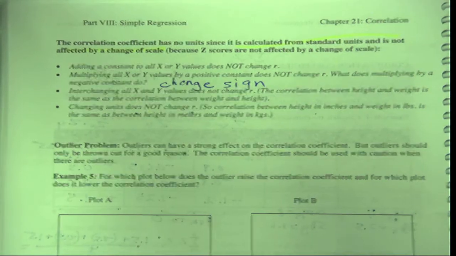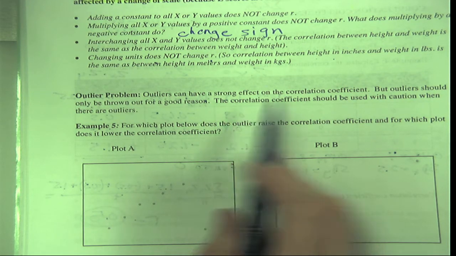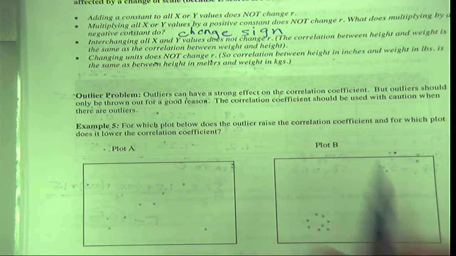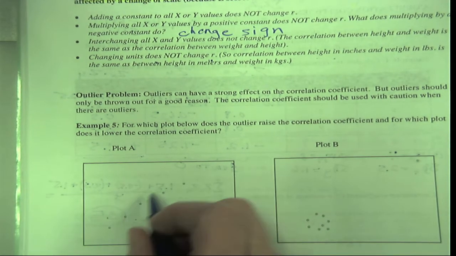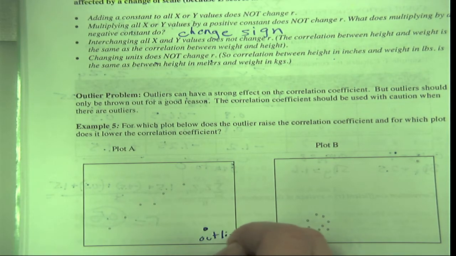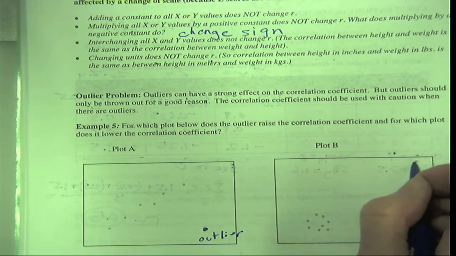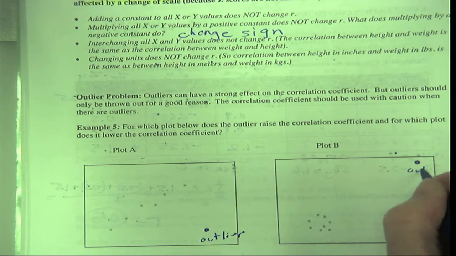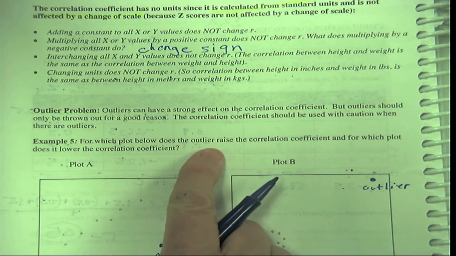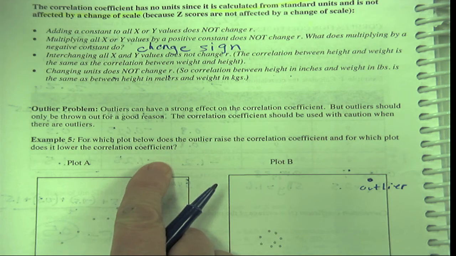All right, now you have to be careful of these outliers. They can have a strong effect on the correlation coefficient. So what do we do with them? Right here, do you see how there's a positive trend like this, but here's an outlier. And here, it looks like there's no correlation, and here's an outlier. So what do you think outliers do? For which plot below does the outlier raise the correlation coefficient, and for which does it lower it?